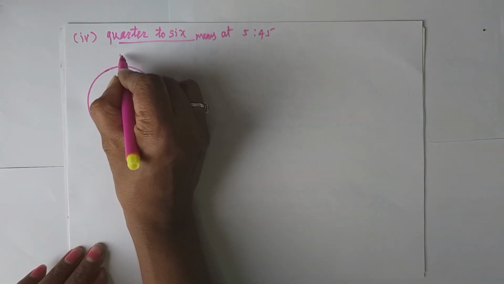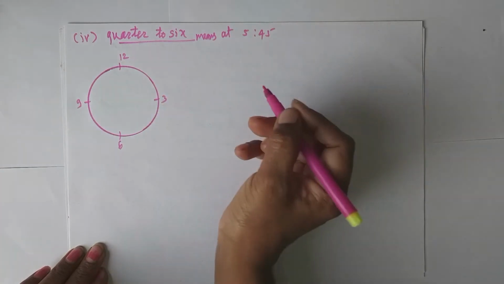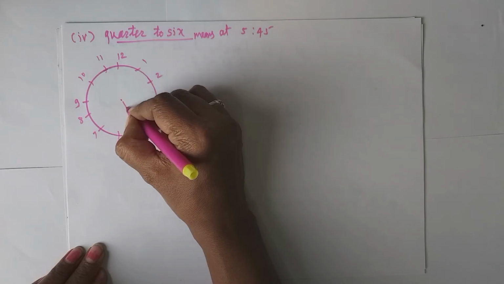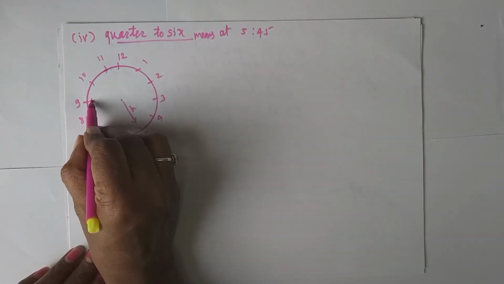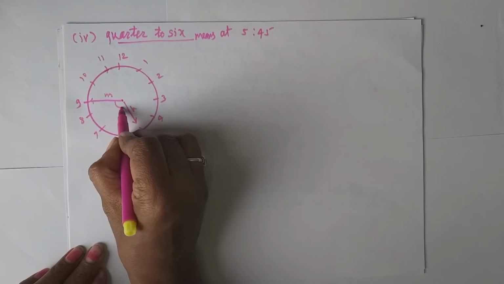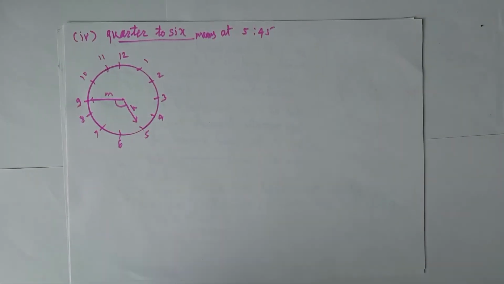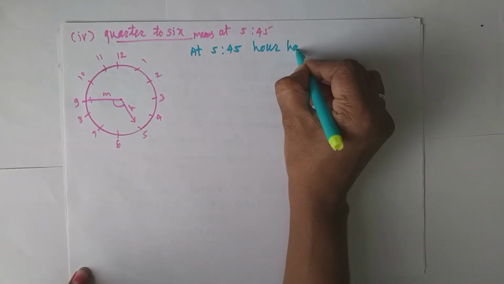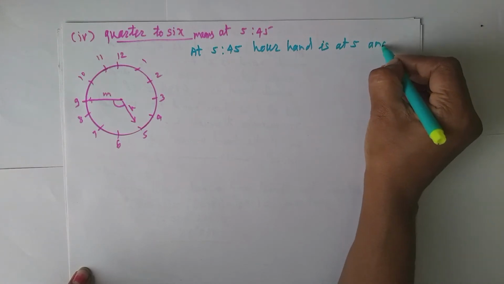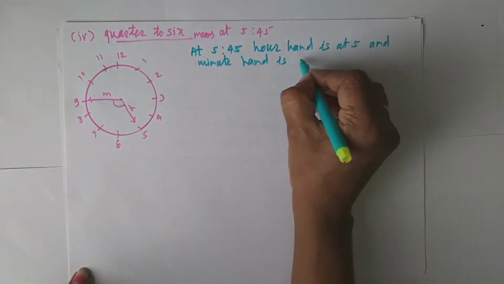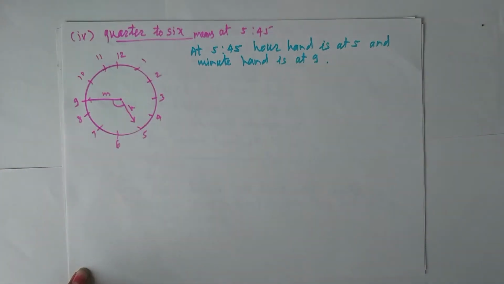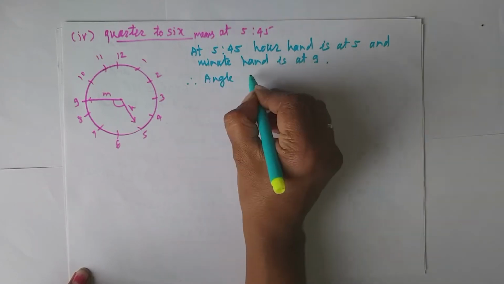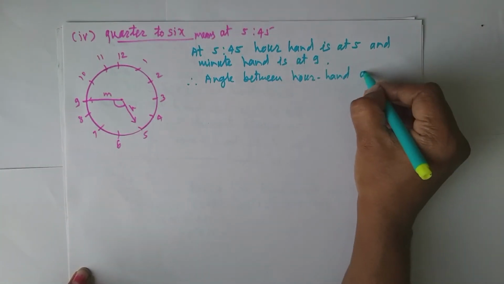Okay. Again you divide your clock into 12 equal parts. At 5:45 hour hand will be at 5 and minute hand will be at 9. Minute hand will be at 9 and we have to find this angle. Okay, you write down at 5:45 hour hand is at 5 and minute hand is at 9. Therefore you write down angle between hour hand and minute hand is.